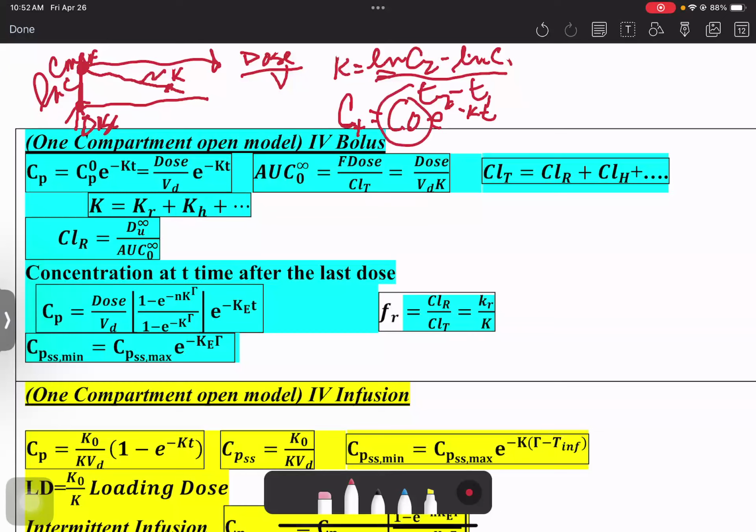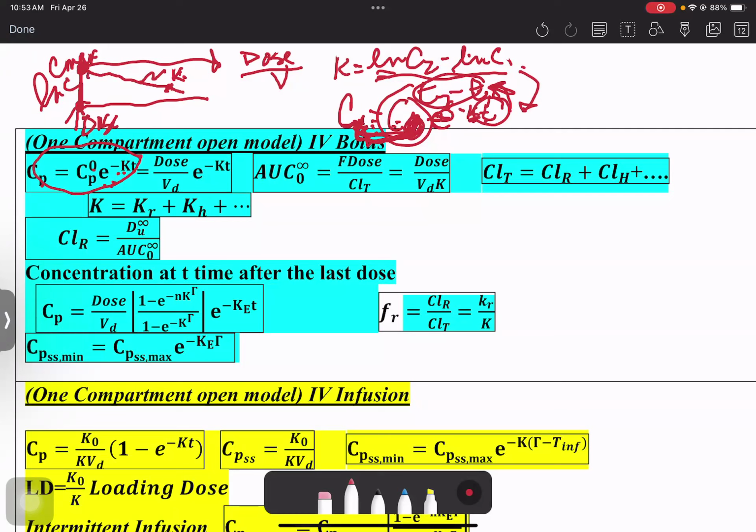This one happens first, so you can call this one C1 and this one C2, or this one C0 and this one at time whatever t. But in any case, their relationship is described by this equation, with e raised to the negative K, again, which is the slope of this line, times t, which is basically the difference in time. This is just a rearrangement of this equation. So this t will always represent the time difference between these two concentrations, won't it? And that's what this equation is. Cp is equal to C0 e to the negative Kt. There's our one compartment falling phase.